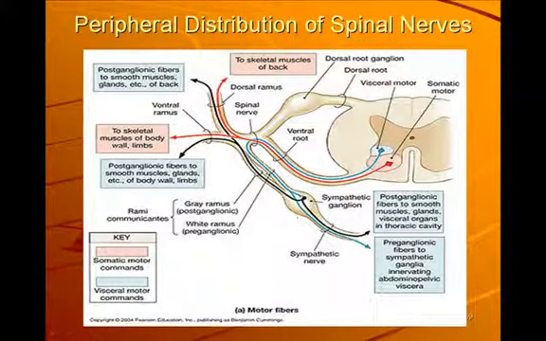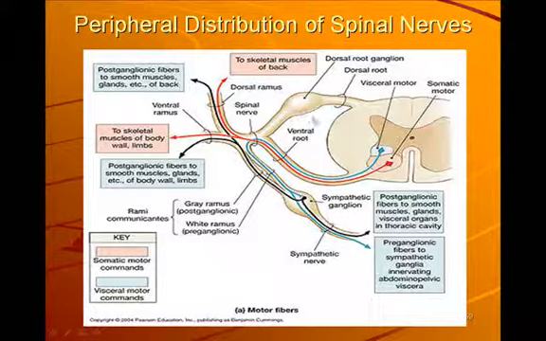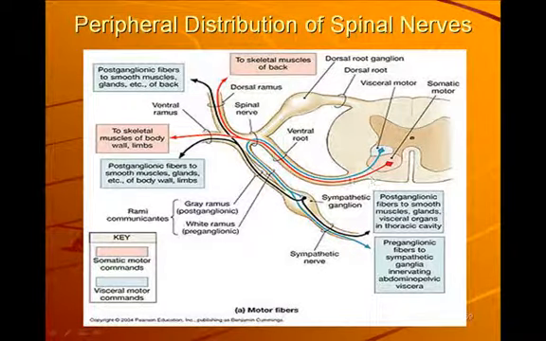Remember, sympathetic nervous system, that fight or flight response, and we'll go into a lot more detail about sympathetic nervous system innervation in later lectures. But what I want you to recognize anatomically right now is what's representative of preganglionic fibers and what's representative of postganglionic fibers.